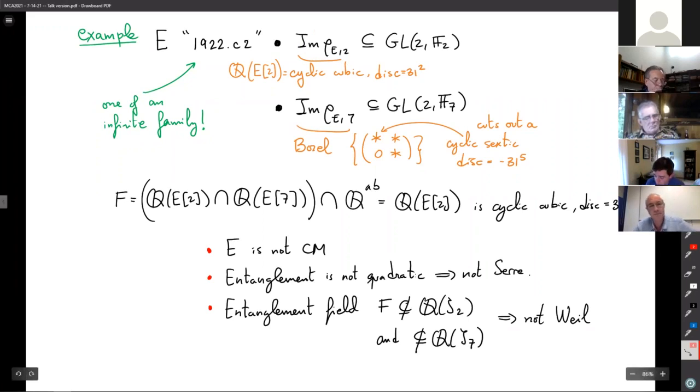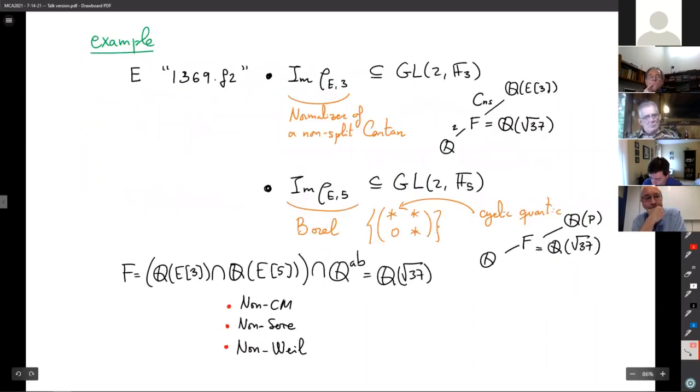So when that happens, this is not a CM entanglement. This is not a quadratic entanglement because it's a cubic, so it's not a Serre entanglement. And it's not an entanglement field that is inside a division field or inside a cyclotomic tower, so it's not a Weil entanglement. It's some new type of entanglement.